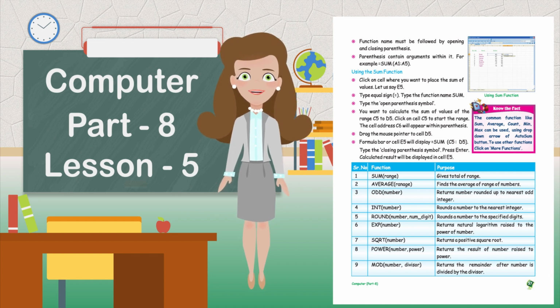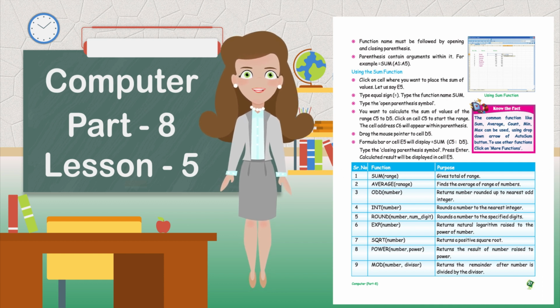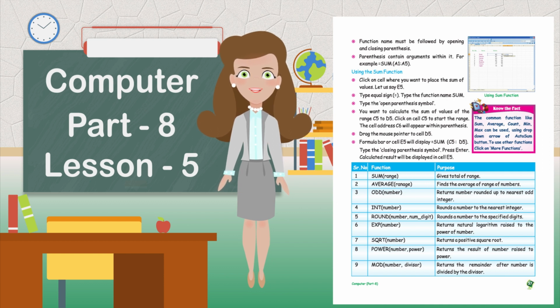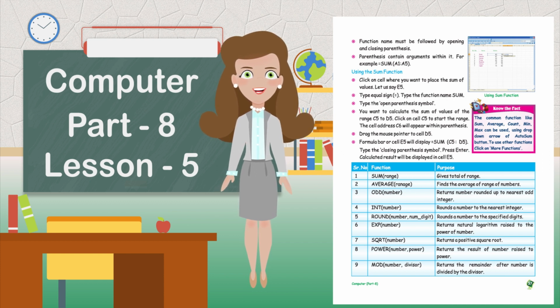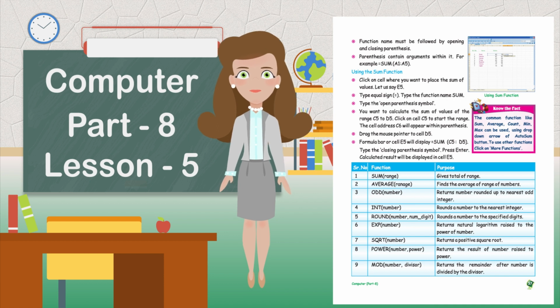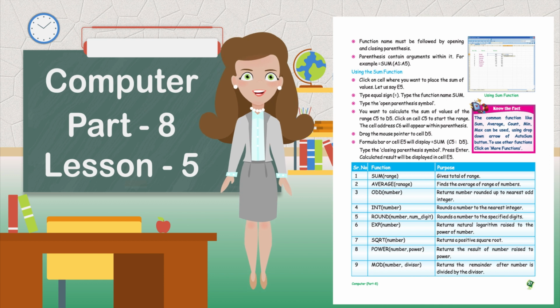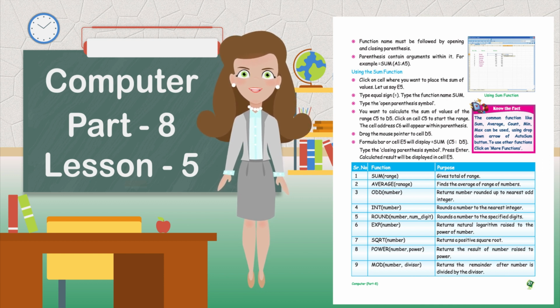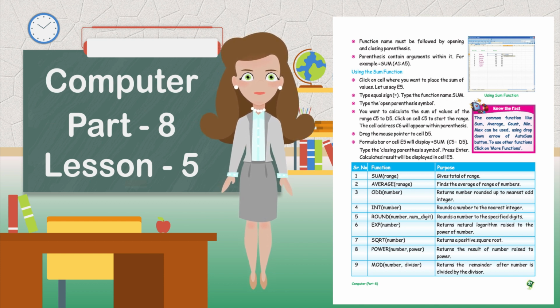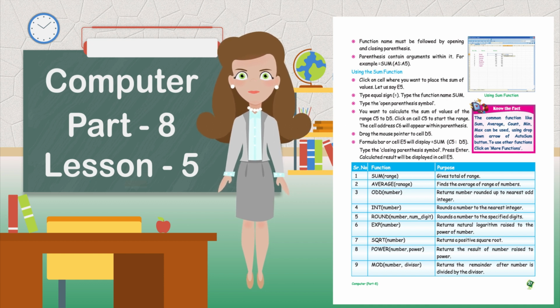First, function SUM(range). Purpose: gives total of range. Second, function AVERAGE(range). Purpose: finds the average of a range of numbers. Third, function ODD(number). Purpose: returns number rounded up to the nearest odd integer. Fourth, function INT(number). Purpose: rounds a number down to the nearest integer. Fifth, function ROUND(number, num_digits). Purpose: rounds a number to the specified digits.